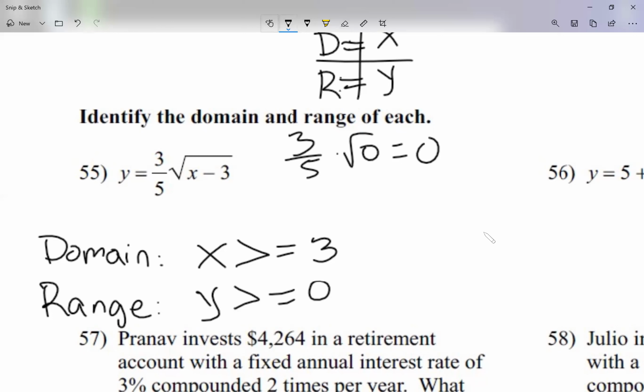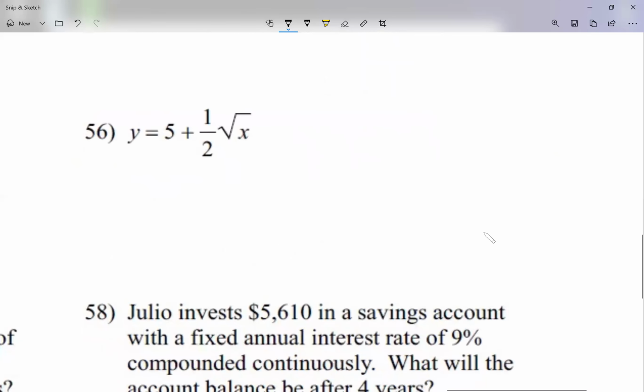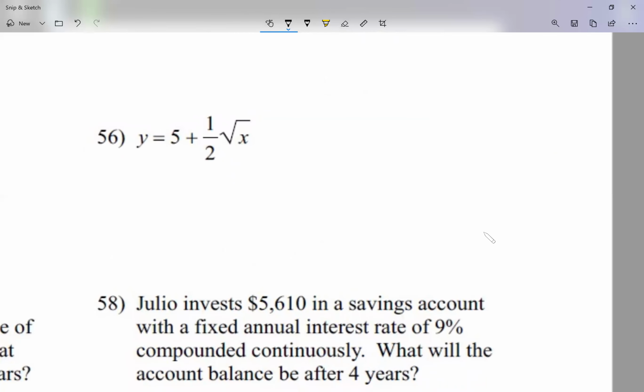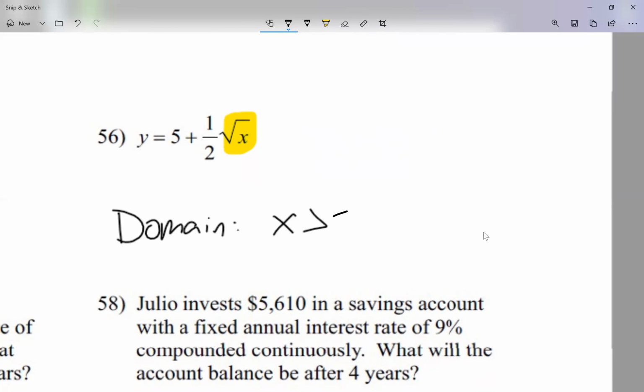Okay, let's take a look at question number 56. My domain, right now I focus on the X. Right now, the square root of X. What's the smallest value of X I can choose? I'm going to say, well, X has to be greater than or equal to 0. All right, if I choose X equal to 0, I can deal with the square root of 0. X equals anything more than 0, yeah, I can deal with that. So my domain is X is greater than or equal to 0.